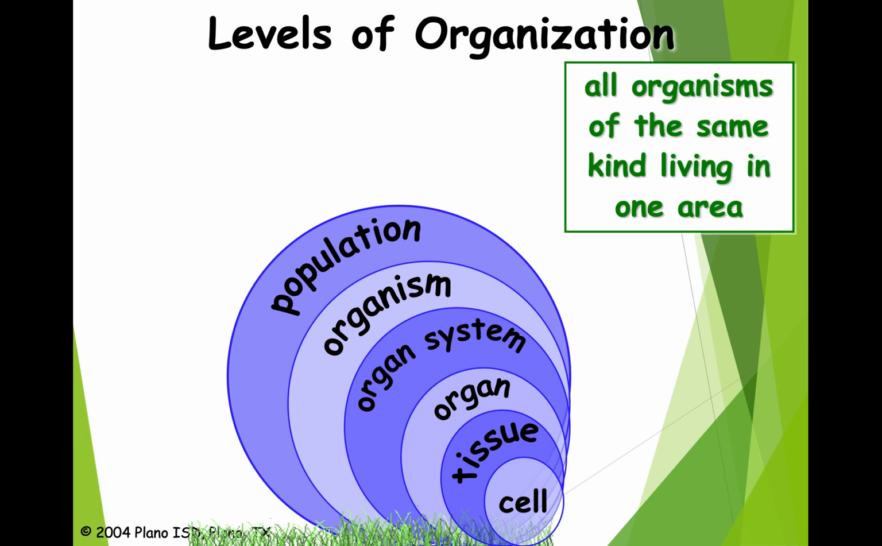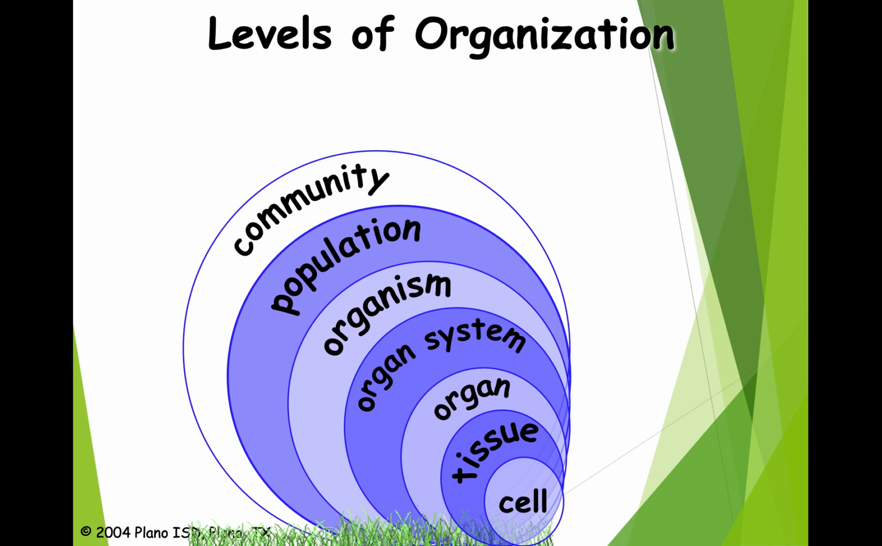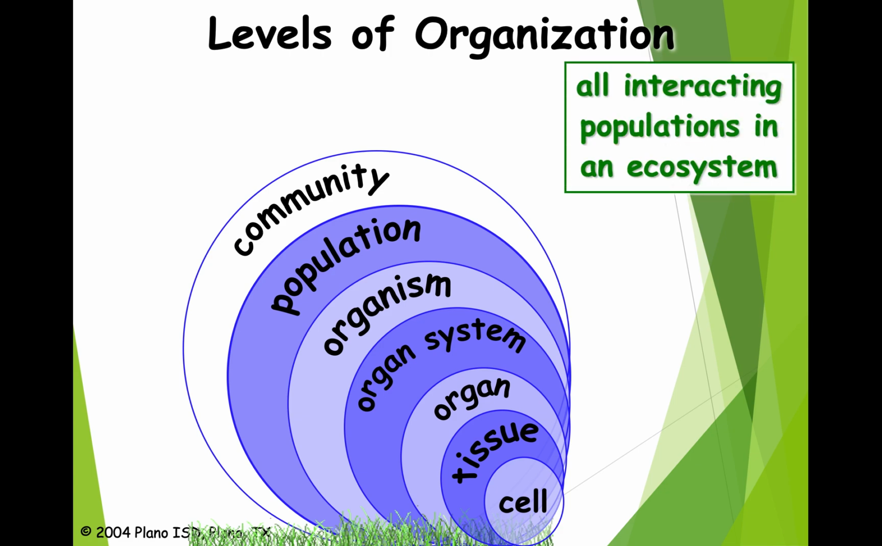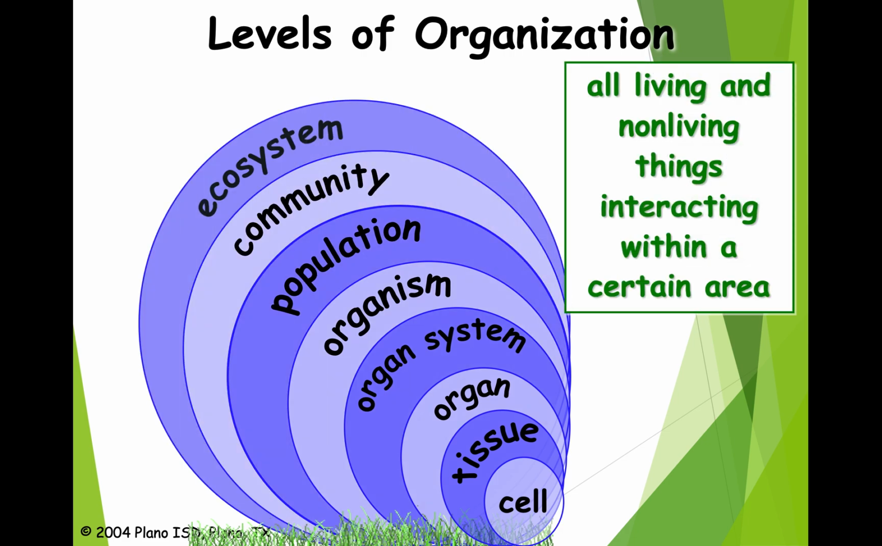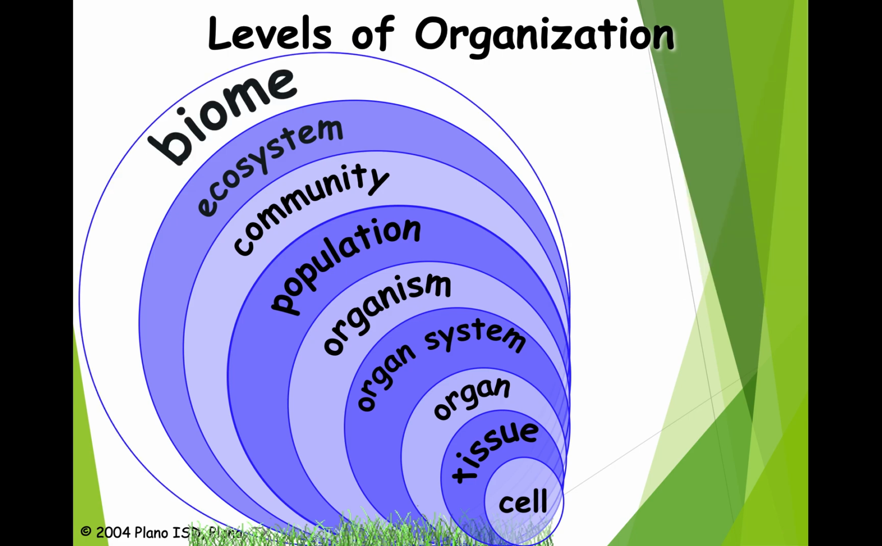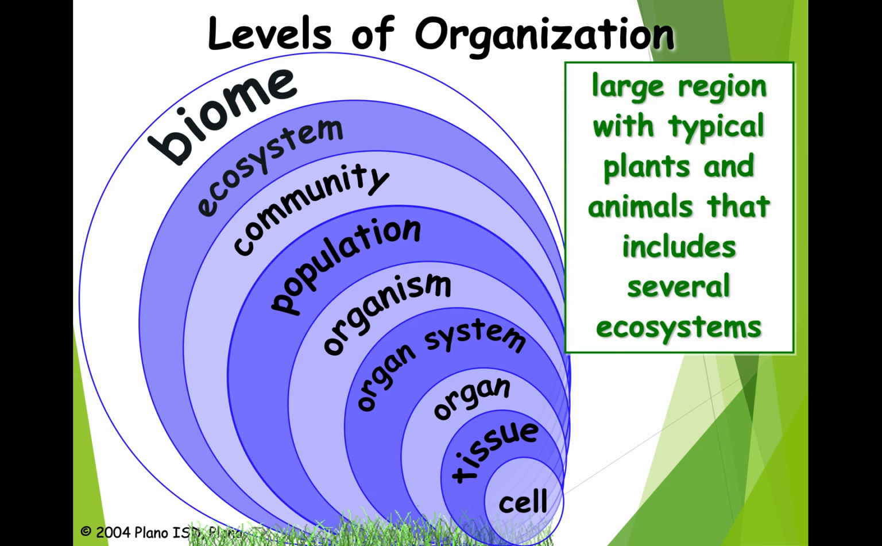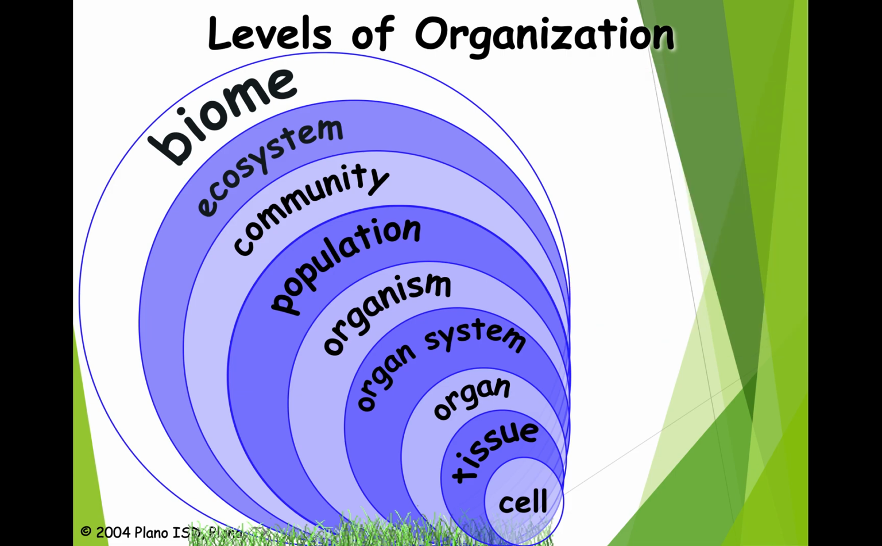Organisms of the same species make up a population. A community is all the interacting populations, so different species coming together. The ecosystem is all the non-living and living things interacting in a certain area, so these are all the abiotic and biotic factors. And then we talked about biomes for a little bit, the large region that encompasses all the different types of ecosystems in the world.